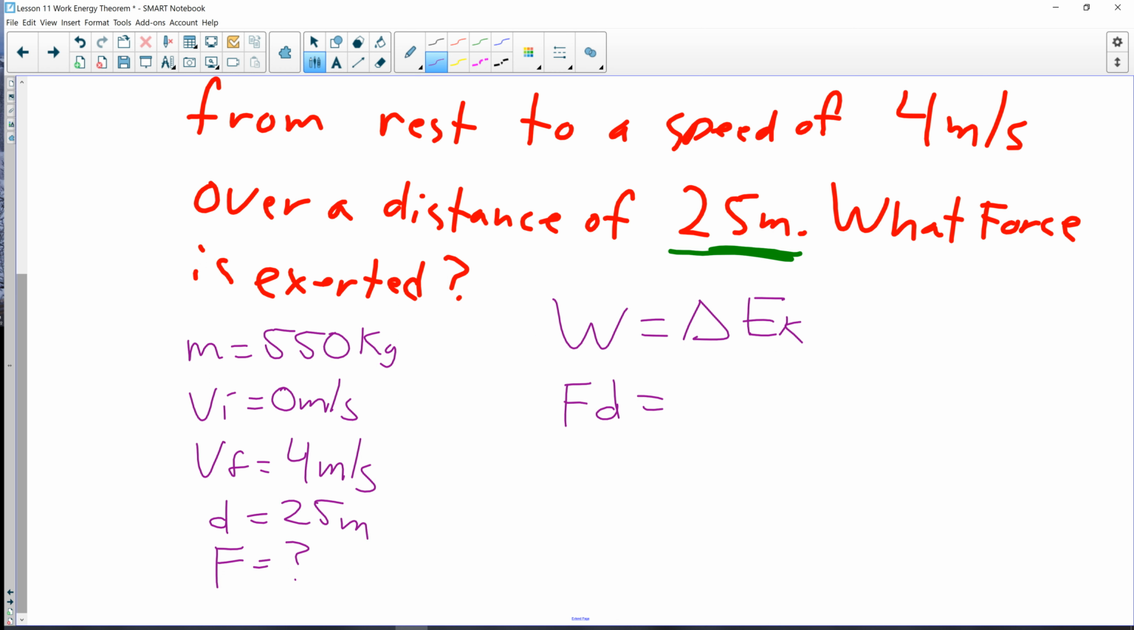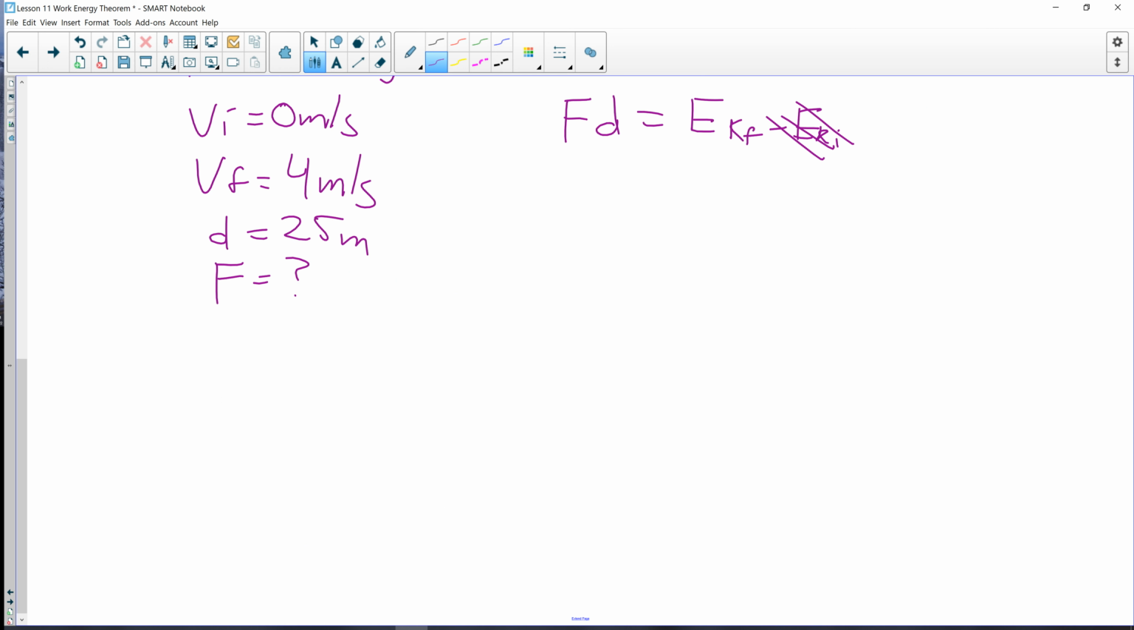Okay, and then the change in energy is going to look like this: my final kinetic energy minus my initial kinetic energy. But as we were saying before, since it starts from rest, my initial kinetic energy is 0. So now I can expand this out another bit. I'm going to say force times distance equals 1/2 times the mass times the final speed squared.